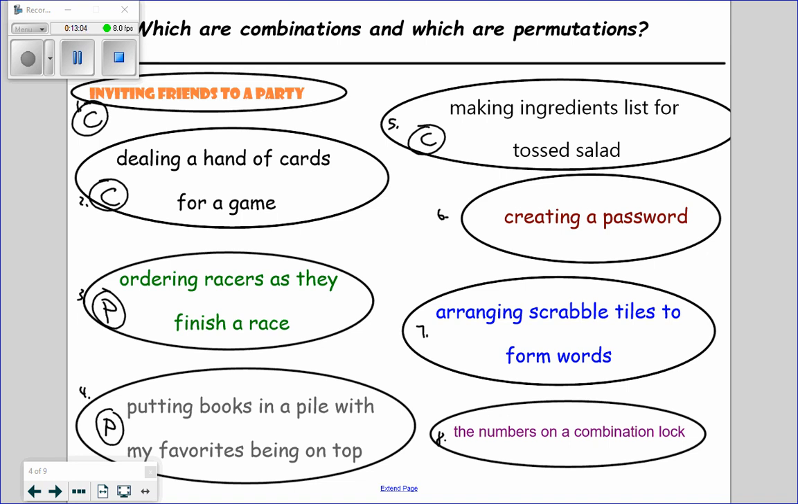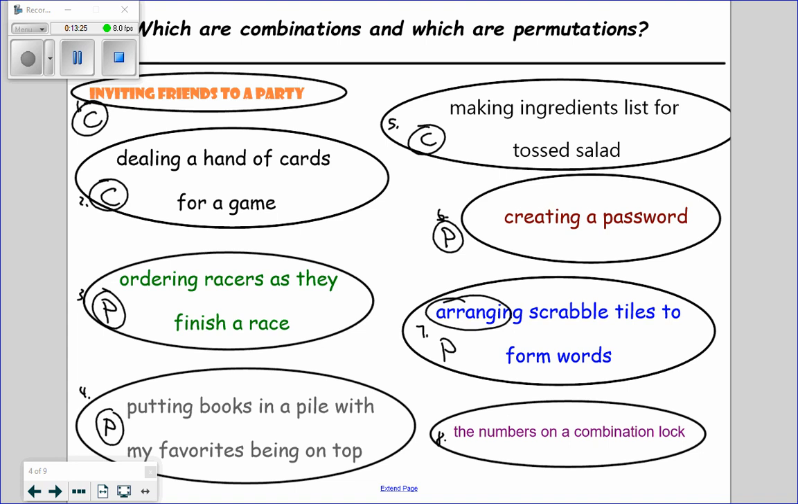Creating a password. Permutation every day. It's just like your PIN. It's not enough to remember the 4 numbers, you've got to remember them in the correct order. Okay. Arranging Scrabble tiles to form words. Permutation, because again, the key word here is arrange.